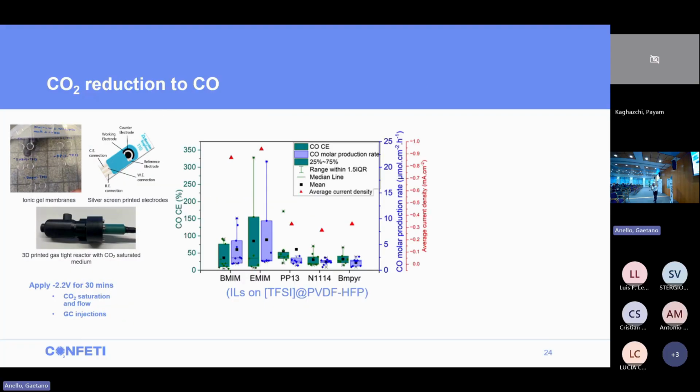During those reactions, we recorded the amount of CO that was measured, and we noticed that for the BIMIM and IMIM, the imidazolium-based ones, we had the highest CO current efficiency, and it reached around 70% for some of them. And the CO production also reached around 5.5 micromoles per centimeter per hour.